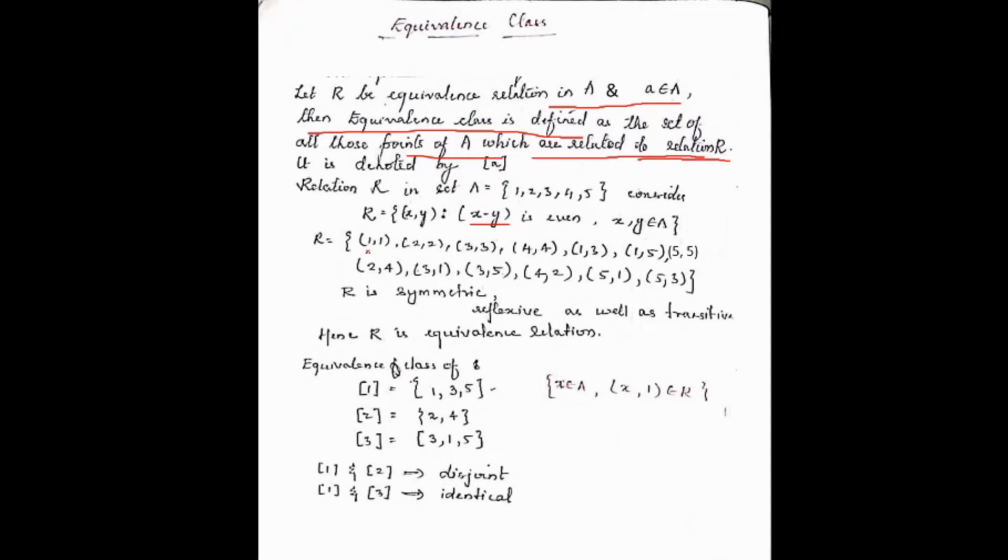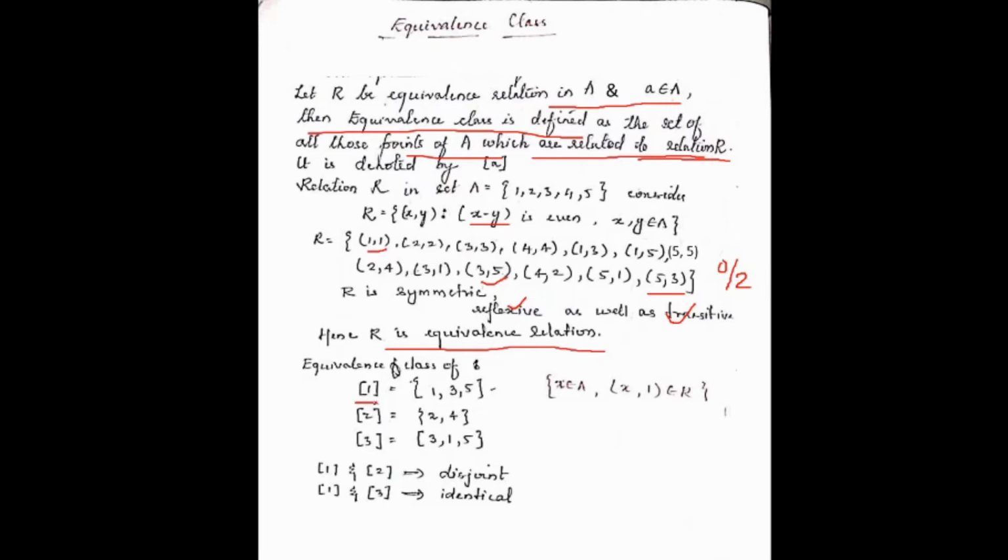1 minus 1, 0. 0 divided by 2, divisible, right? So this pair is there. So when we check, it is reflexive as well as symmetric and transitive. Got it? So hence finally we can say R is an equivalence relation. You getting it? I guess from the previous video you all have understood reflexive, symmetric and transitive.